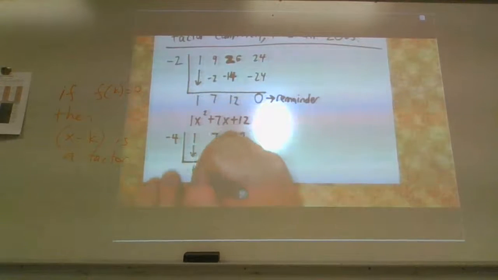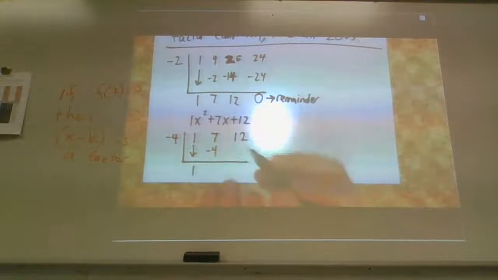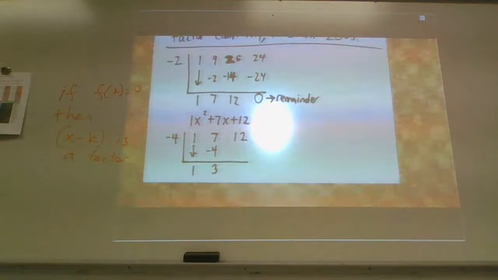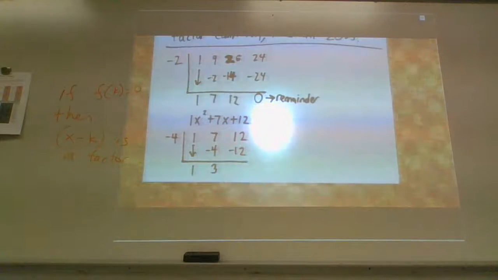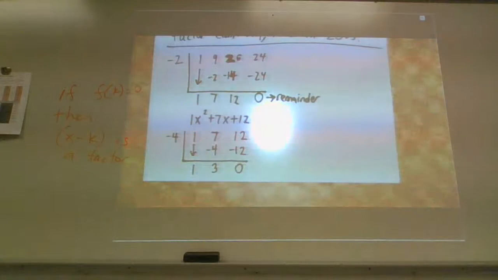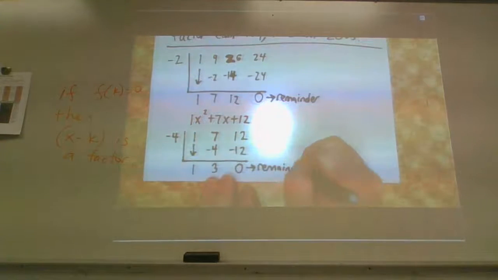1 plus nothing is 1. Multiply by -4. 7 plus -4 is 3. 3 times -4 is -12. Add those together, I'm going to get a 0. This number, again, is your remainder.